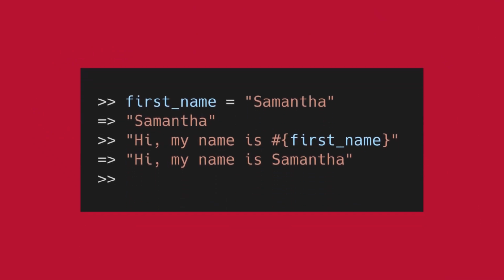Let's look at an example. Here we are setting the first name variable to Samantha, and then we are typing a string literal that says, hi, my name is. Where we want Samantha to be printed, we use the hash and the open curly brace and close curly brace, and put that variable in between those. Then you can see in the console that hi, my name is Samantha is actually printed.